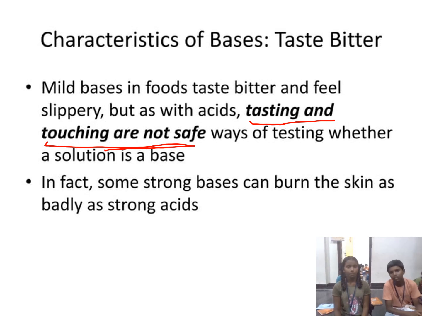Next, a solution is a base. In fact, some strong bases can burn the skin as badly as a strong acid. కొన్ని స్ట్రాంగ్ బేసిస్ ఏం చేస్తాయంటే, ఒక స్ట్రాంగ్ యాసిడ్ అయితే ఎలా అయితే నీ హ్యాండ్ పైన వేసుకుంటే హ్యాండ్ ని బర్న్ చేస్తుందో, ఒక స్ట్రాంగ్ బేస్ ని నీ హ్యాండ్ పైన వేసుకున్నా కూడా అలానే బర్న్ చేస్తుంది. So bases are also that much powerful comparatively as an acid. So you should be safe with a base also. So that is why we cannot test it with the tongue either. So then what is the other procedure to find out? We will see.